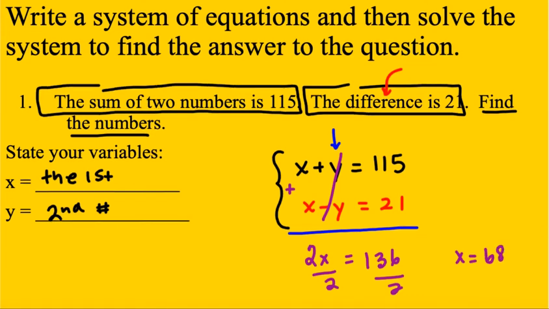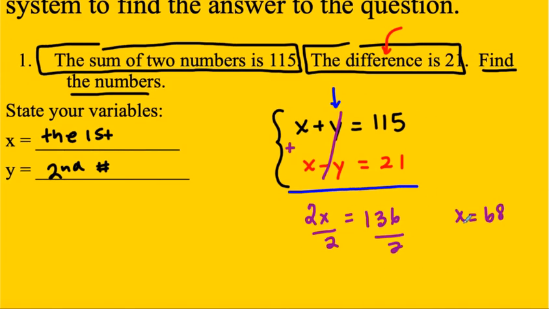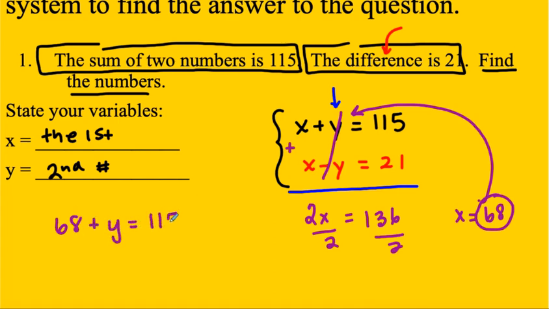But you have to find the other variable. So for my y, I'm going to take x equals 68 and substitute it into one of these equations. It doesn't matter which one. I'm going to do the first one because it's addition, and I prefer addition. So I'm going to substitute 68 in for x. Then I'm going to subtract 68 from both sides, and I get 115 minus 68, which gives me 47.